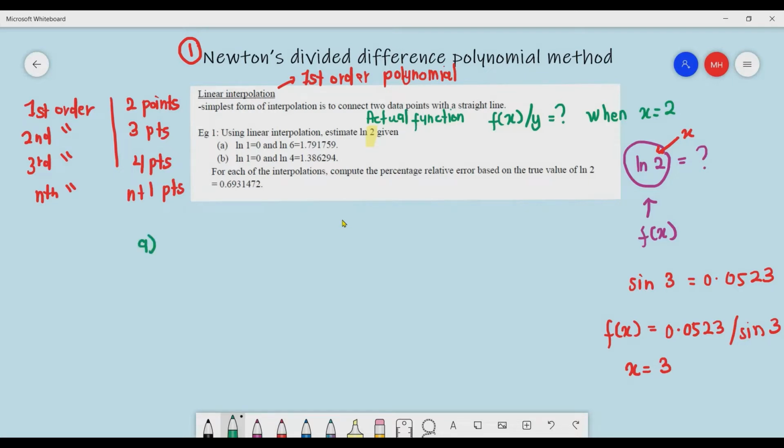Okay, we have 2 points. First, when x equals 1, y is 0, and another point when x equals 6 and y is 1.791759. Later you need to estimate, after you interpolate the function, what is the value of y when x equals 2. Okay, I will show you one by one.